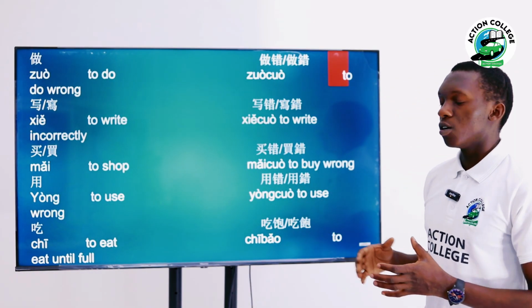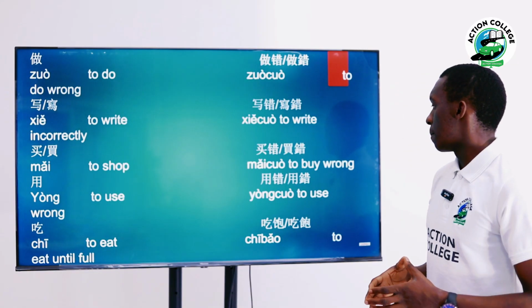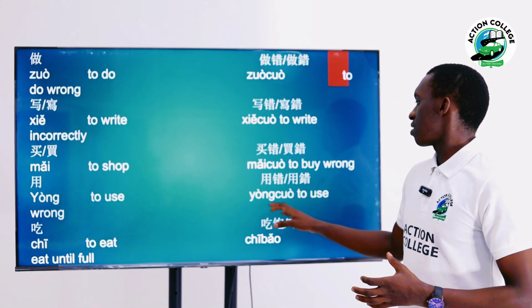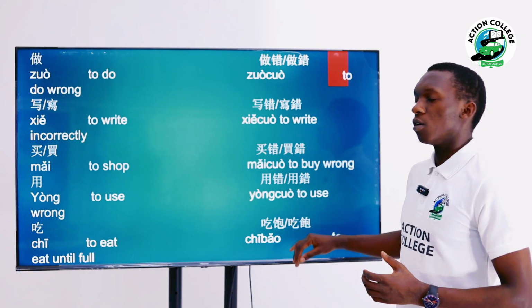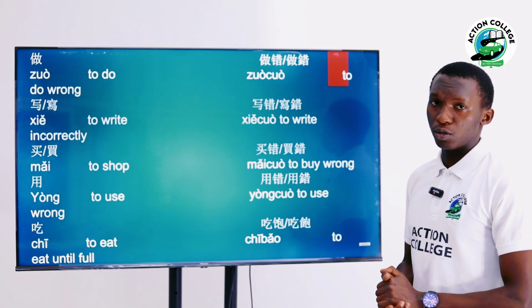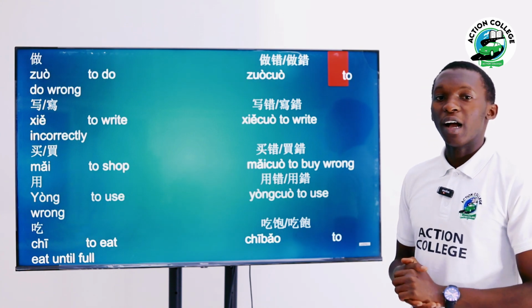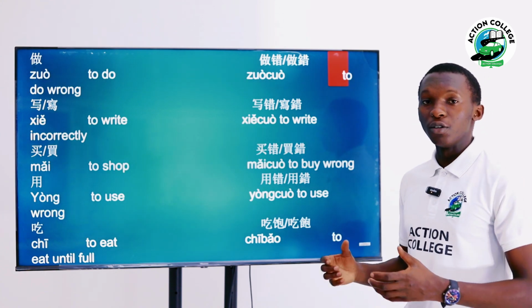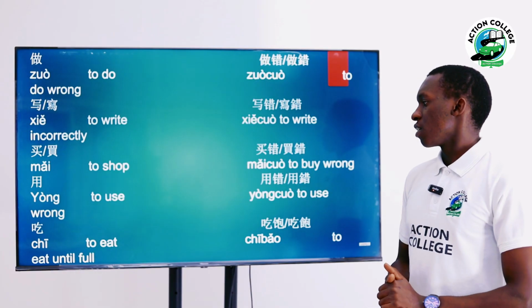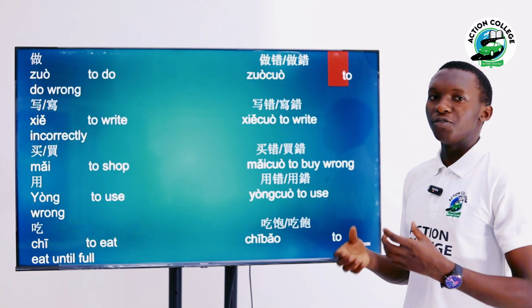The next is yong. Yong is used as a stative verb. To use wrongly is yong cuo, to use something in the wrong way. Chi is to eat. And remember that bao is to be full, as we studied before. Chi bao is to eat until full.